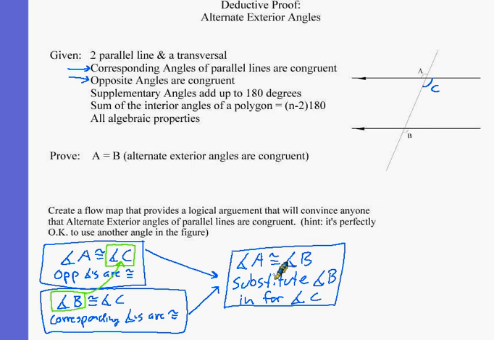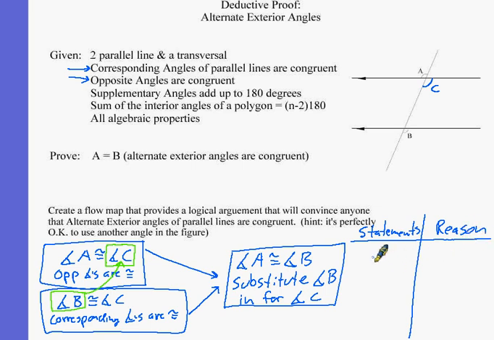Now, if we wanted to do this in a more traditional two-column proof, as it's called, then maybe I can squeeze it in over here. It's not a lot of space. So this is going to be taking this flow map and converting it. So this isn't anything new. I just want everyone to be sure you understand that I'm just rearranging the same information into another format. Some people like the flow map, some people like the two-column, because the two-column separates statements and reasons.